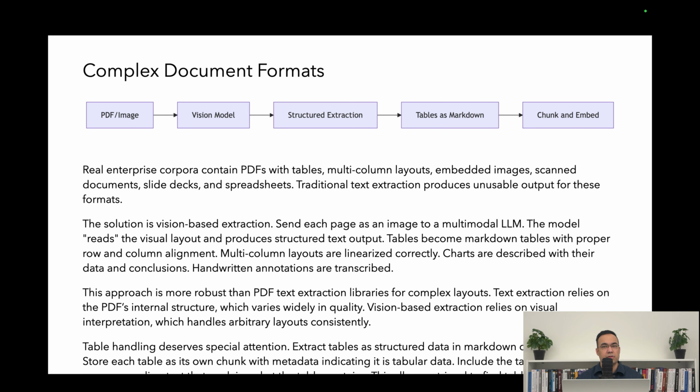However, the trade-off is the cost. Vision model inference is more expensive than text extraction. Consider a tiered approach where simple text documents use the standard extraction and complex layouts use vision-based extraction. Document type classification can route the documents to the appropriate pipeline.